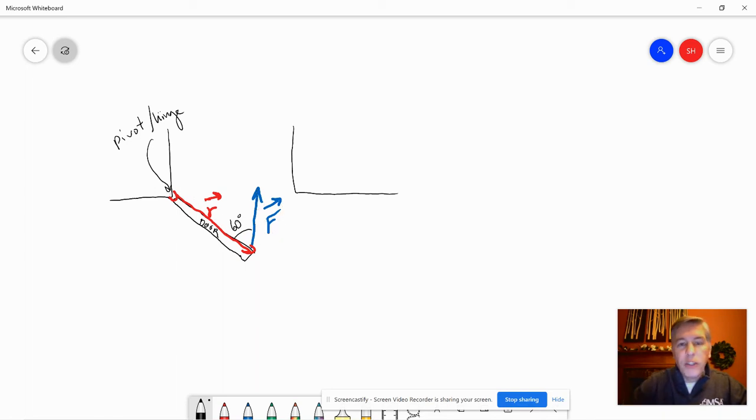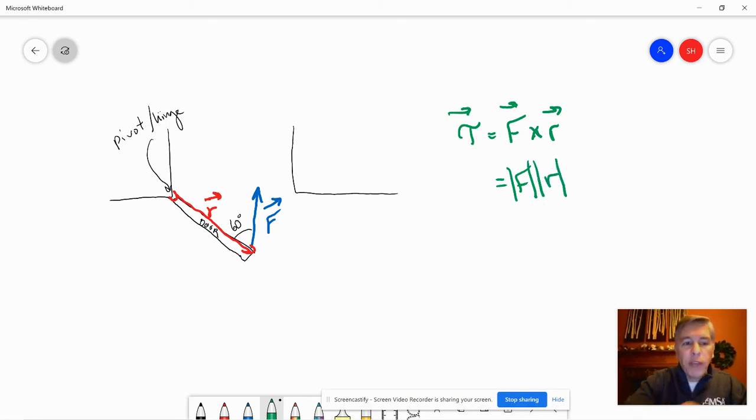And then the second part is what we call the lever arm, or the r. So if I wanted to find the torque, I would take force and cross it with r. That would equal the magnitude of my force vector times the magnitude of my lever arm, or the distance away from the pivot point, times the sine of the angle between them. But it would have a direction, which I'm going to talk about in just a moment.